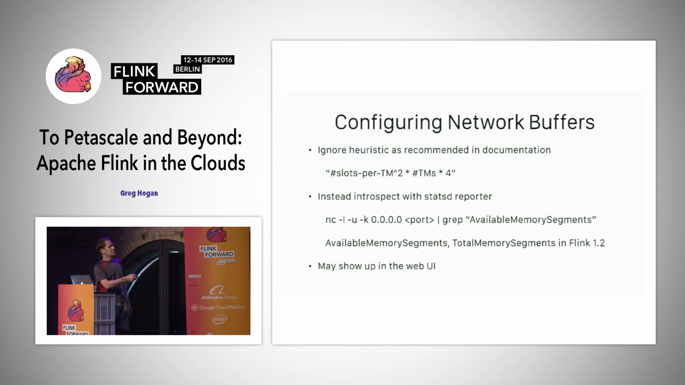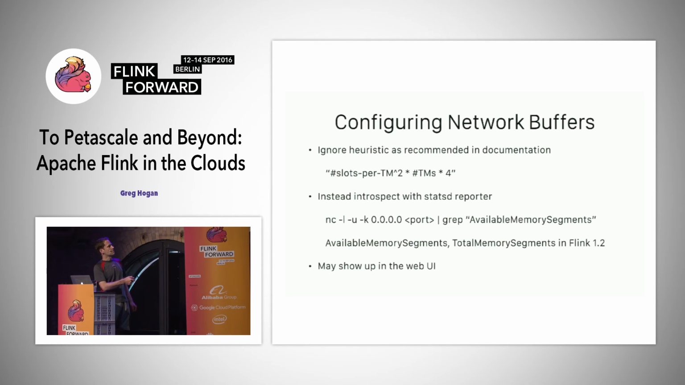So one other issue that's come up is how do we configure network buffers? There's a heuristic given in the documentation. It's basically slots times the number of task managers times 4. I've seen no rhyme or reason to this number. We just recently added available memory segments to the metric system. And I think the best way to look at this is just to actually run an algorithm, monitor that value, and see what you get and tune that way.